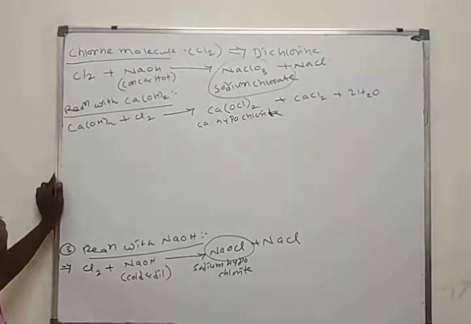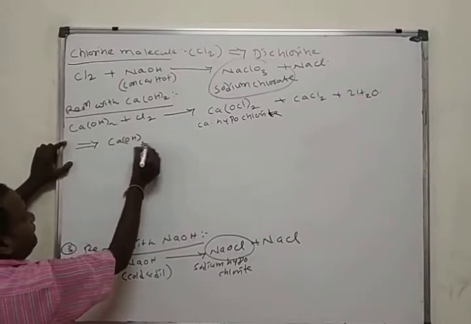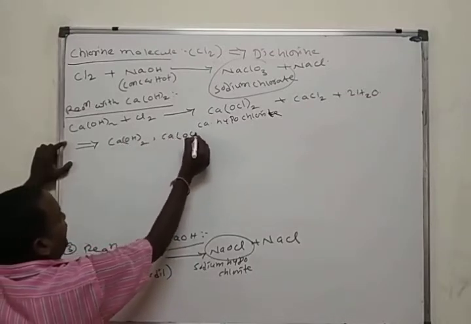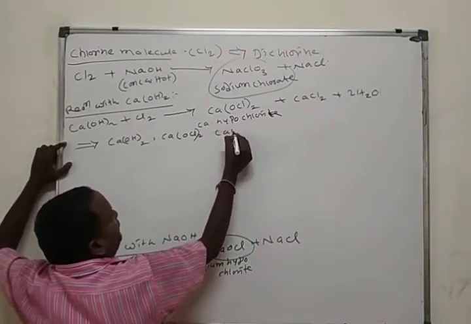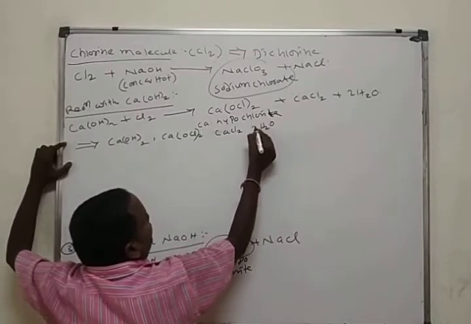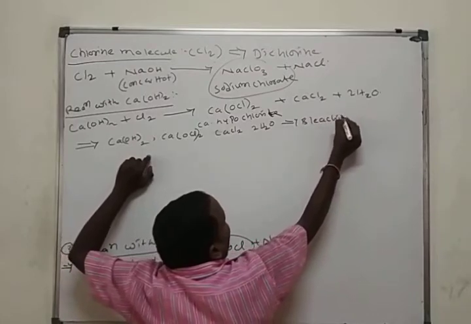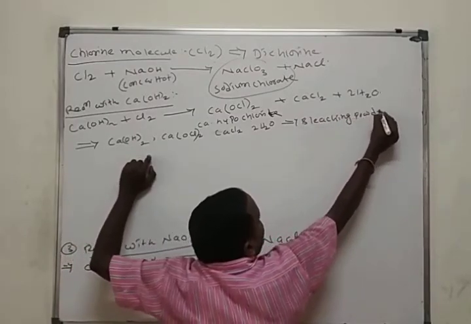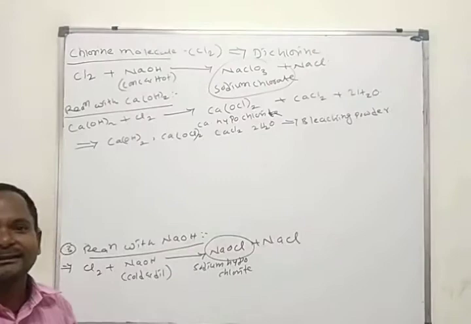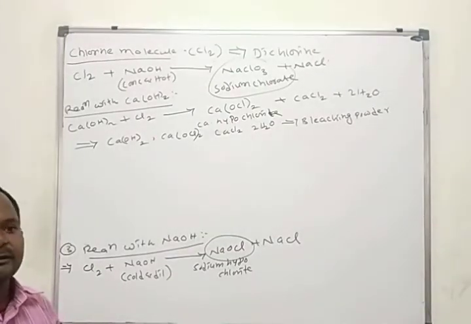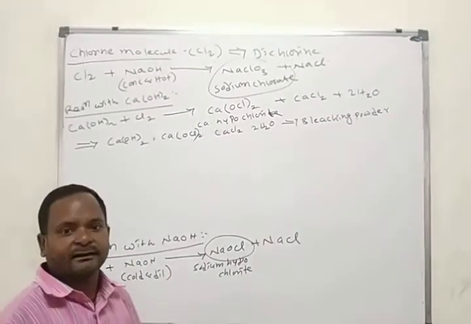Here the mixture of calcium hydroxide, calcium hypochlorite, calcium chloride and water, 2H2O, we call bleaching powder. Bleaching powder is used for sanitation purposes. Nowadays we are using bleaching powder for sanitation, for killing coronavirus.